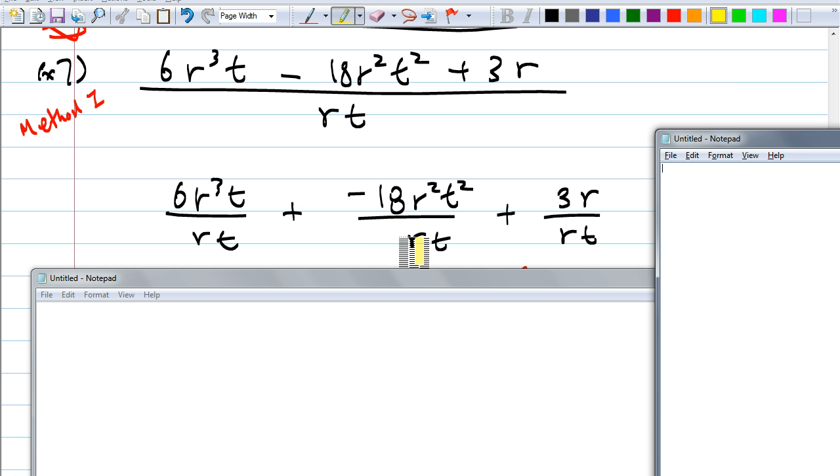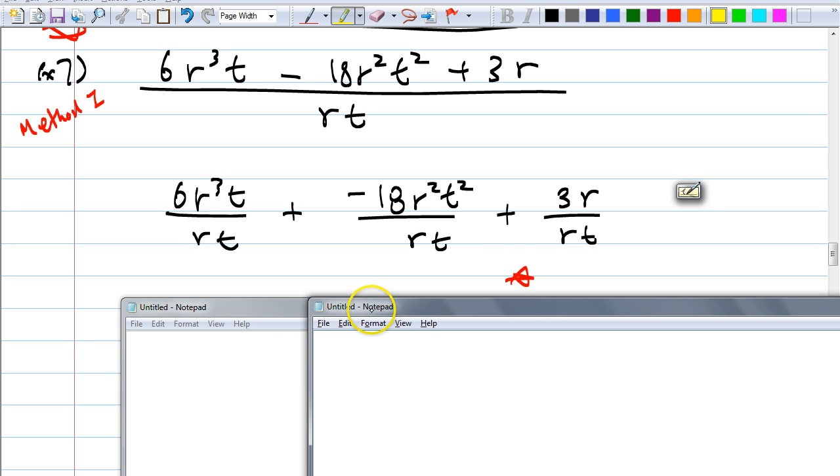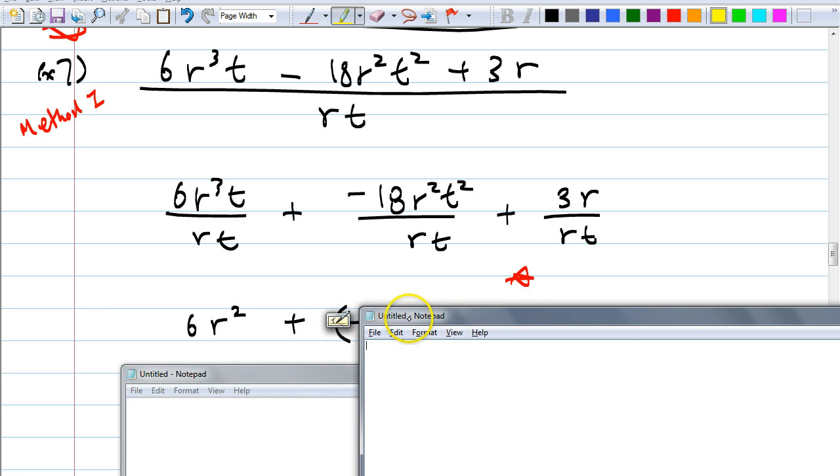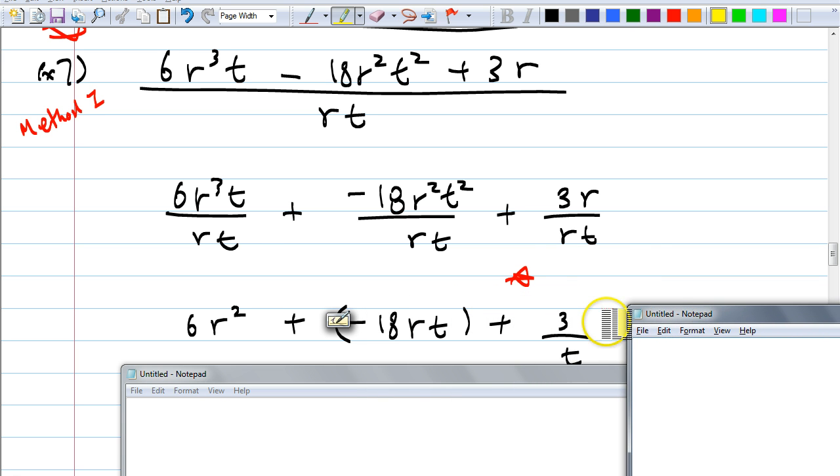Then let's look at each of these fractions and we just simplify, right? William, can you show me how to do that? What's the first fraction going to be when I simplify? 6r cubed t over rt. 6r squared t. Oh wait, don't the t's cancel out too? So you get 6r squared, right? Good. Plus 18rt, plus 3 over t. 3 over t. Very good.